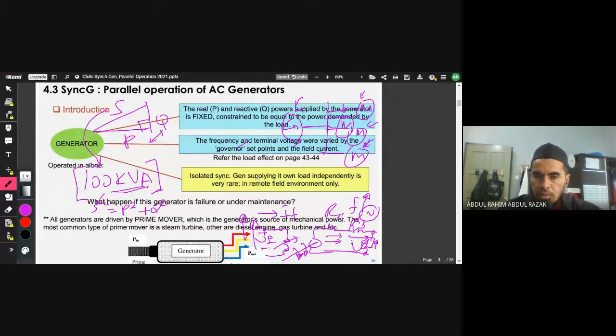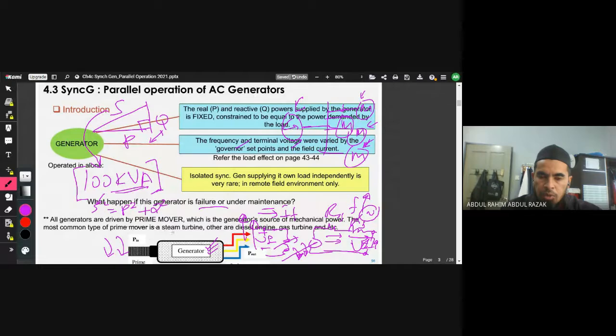With one generator supplying many loads, what happens if the generator fails or is under maintenance? You cannot use any of the loads. By right, all generators are driven by a prime mover. When you turn this prime mover, it will produce a 3-phase output. It could be single phase, but usually the generators for synchronous machines are wound in 3-phase: red, yellow, blue.